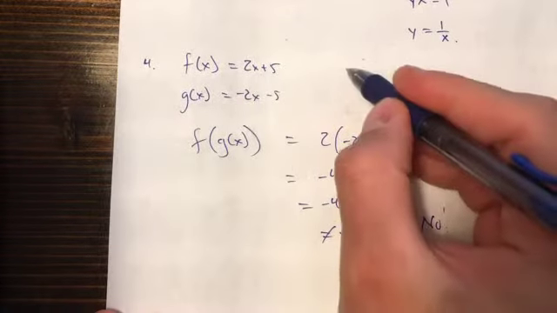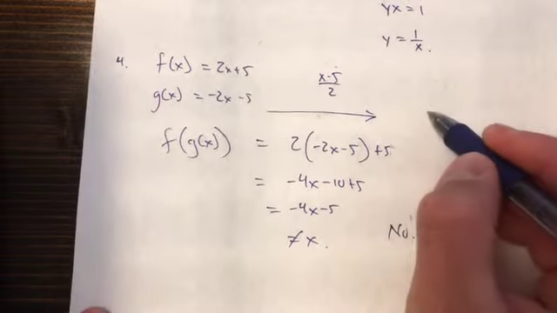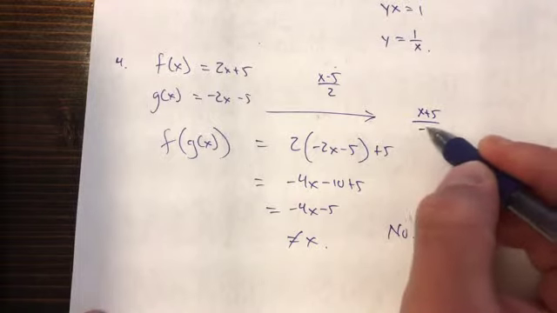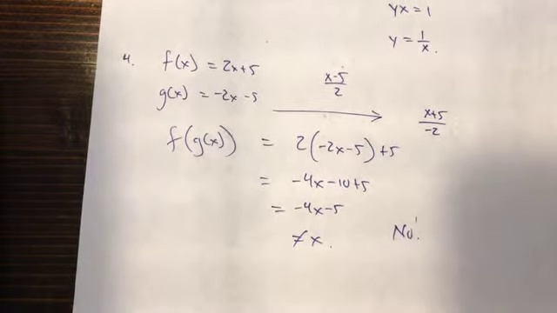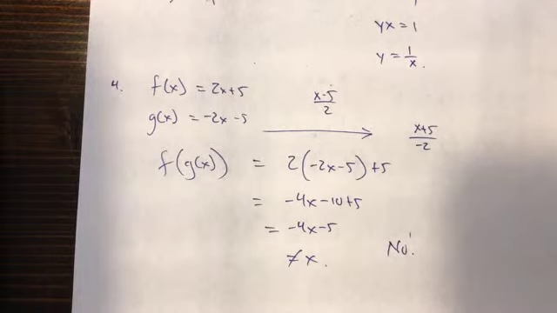The inverse of this function would be x minus 5 over 2, and the inverse of this function would be x plus 5 over negative 2. So neither one are inverses of each other, obviously.